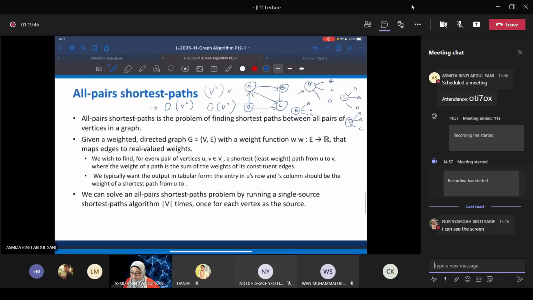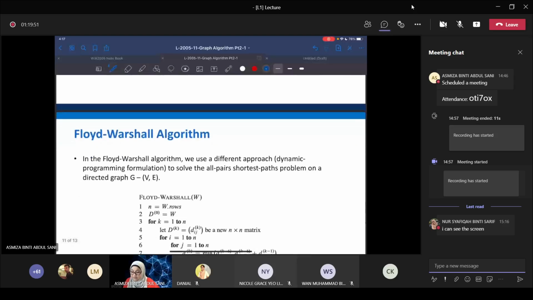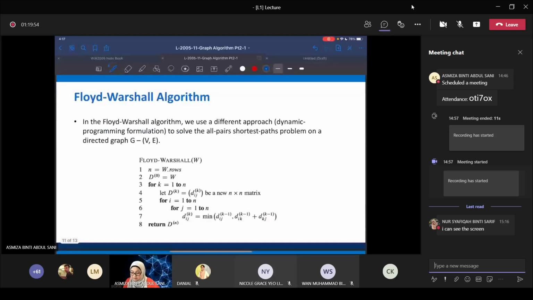So for the all pairs shortest path, you can find the solution by applying the Floyd-Warshall algorithm. The Floyd-Warshall algorithm uses the dynamic programming approach to find the shortest distance for the all pairs shortest path problem. Let's say you have a directed graph G.